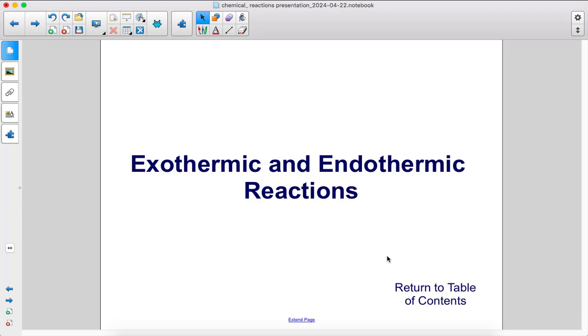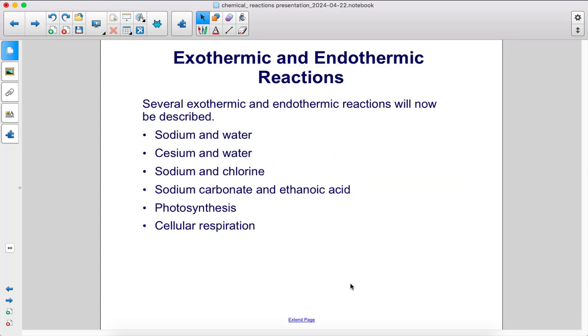Exothermic and endothermic reactions. Several exothermic and endothermic reactions will now be described: sodium and water, cesium and water, sodium and chlorine, sodium carbonate and ethanoic acid, photosynthesis, and cellular respiration.